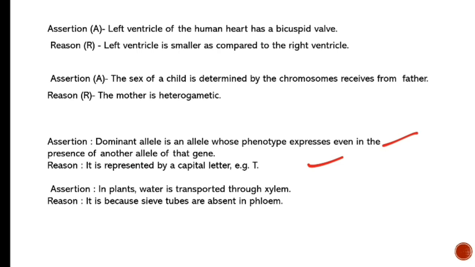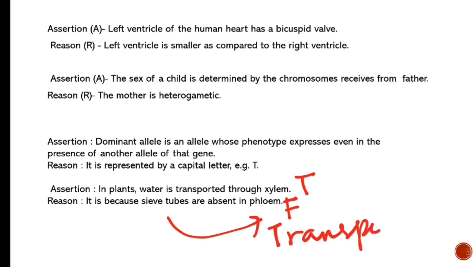Next. Assertion: in plants water is transported through xylem. Reason: it is because sieve tubes are absent in phloem. Okay, so assertion is true but reason is false because sieve tubes are a part of phloem and they help in the transport of food and not water. Okay, so here assertion is true whereas your reason is false.